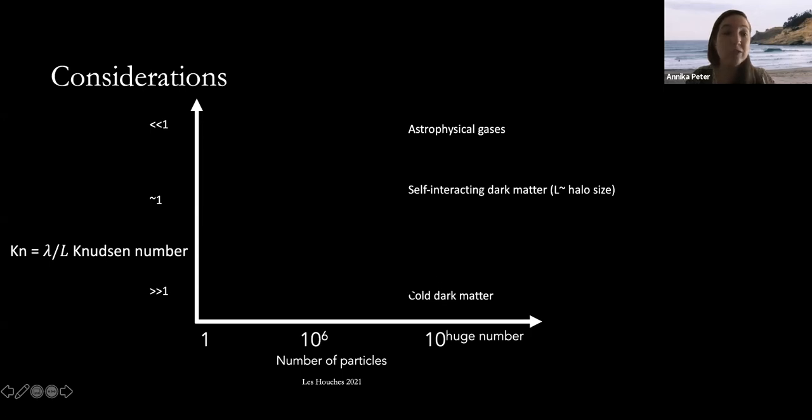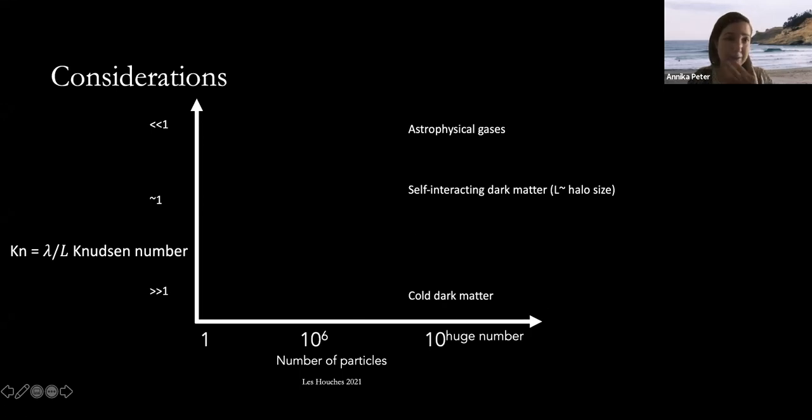That's the regime where we start talking about fluids, where the fluid approximation becomes good. On the other hand, cold, collisionless dark matter: we basically assume that the mean free path is effectively infinite, so that dark matter hardly ever interacts with itself. In that case, we're essentially in the collisionless limit.